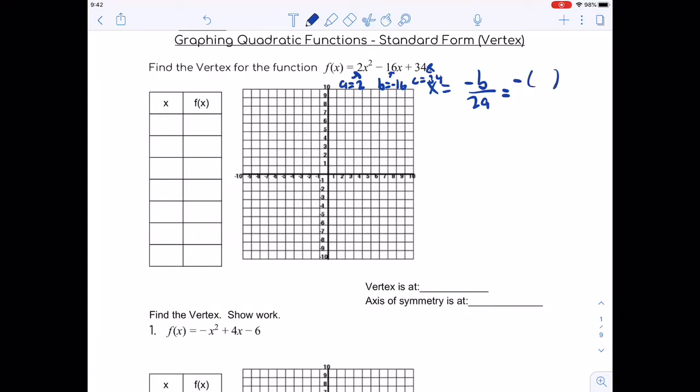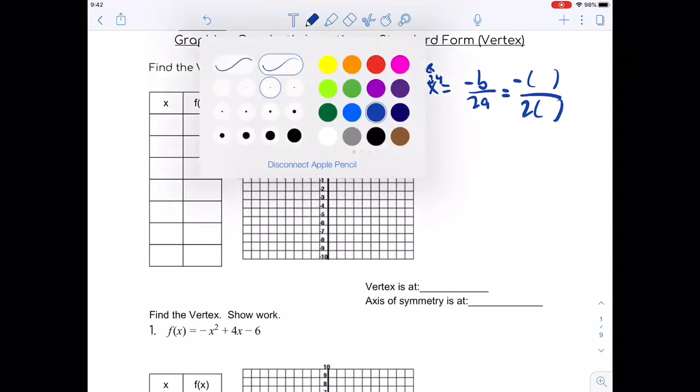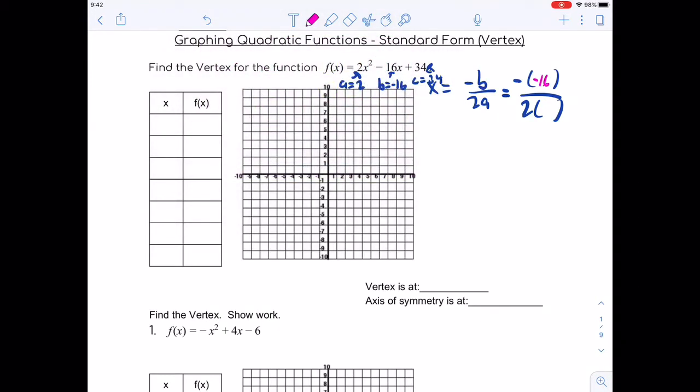So we're looking at the quadratic equation, and we do negative b over 2a. So your b is negative 16, so we put that in there, negative 16. Our a is 2. So negative 16 is positive 16, over 2 times 2 is 4. So 16 divided by 4 is 4. So our x value of the vertex is 4. So we just write that in there.